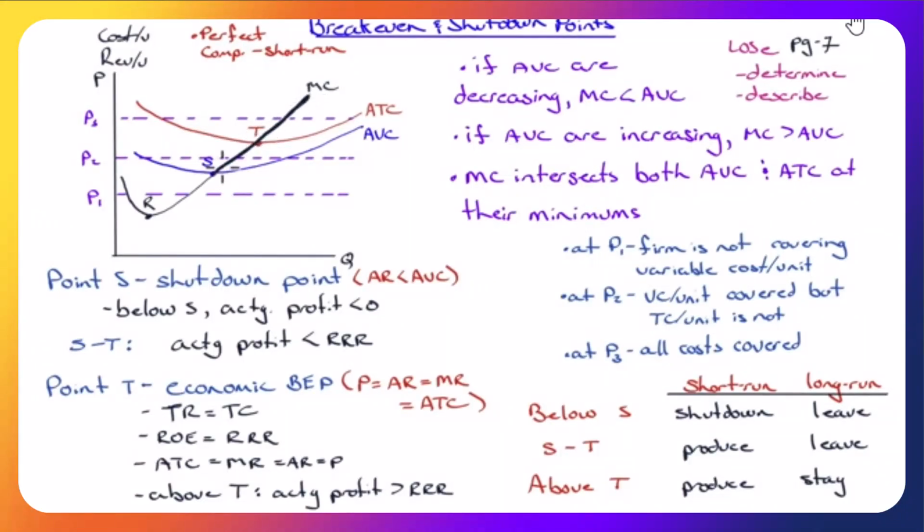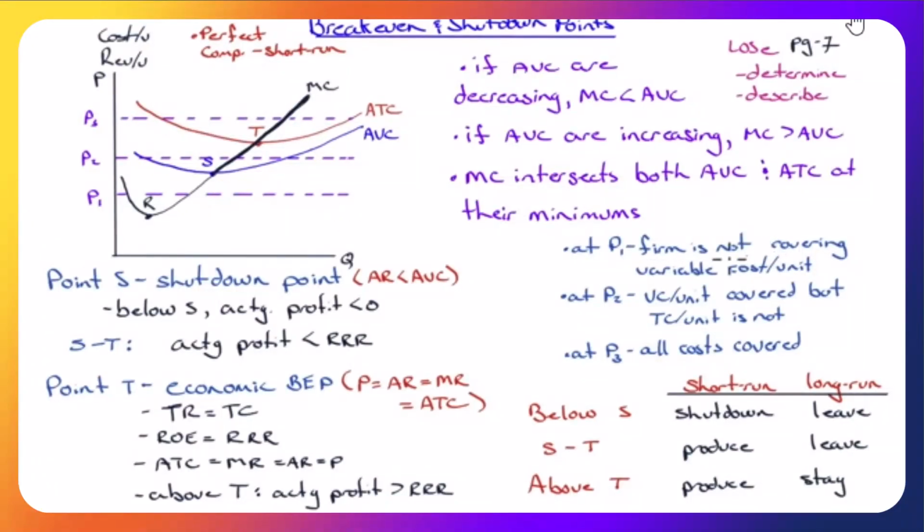Let's look at this part of the marginal cost curve that I've made much darker than the rest. That is the firm's supply curve. And I'm going to prove to you that that is the supply curve by looking at 3 regions on this chart. We're going to look at what happens when we have a price equal to P1, P2, and P3. So at P1, what is going on here?